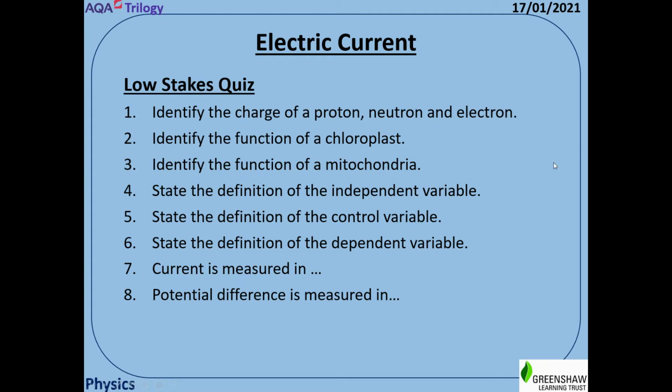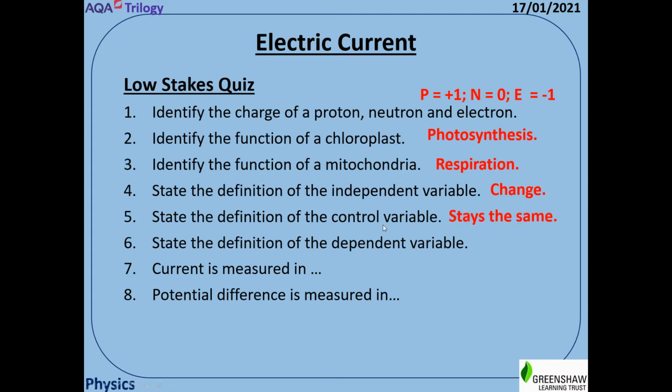Okay, so going through those questions, identify the charge of a proton, neutron, and electron. They are +1, 0, and -1. The function of a chloroplast is photosynthesis. The function of the mitochondria is respiration. The definition of the independent variable is change. So that is the factor that you change within an experiment. The definition of a control variable is that it must stay the same. And the dependent variable is what you are measuring.